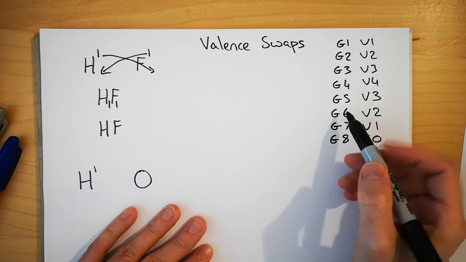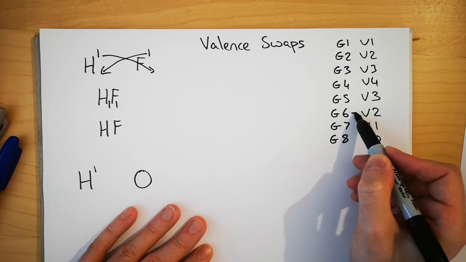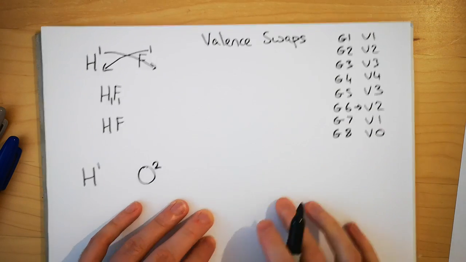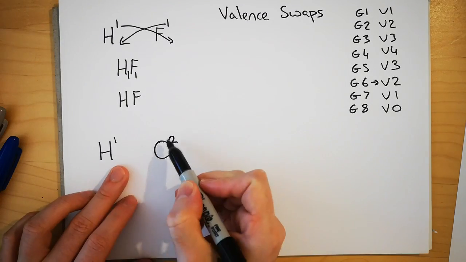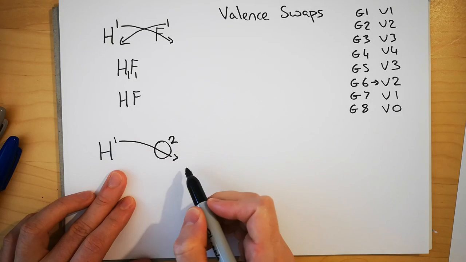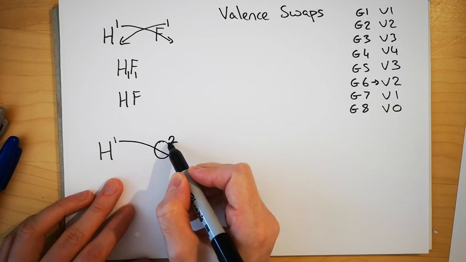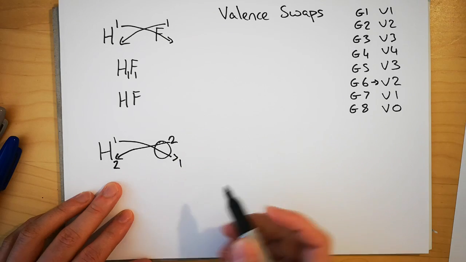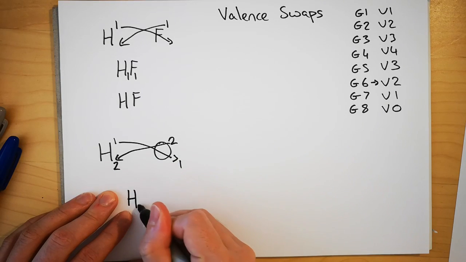Now, oxygen is in group 6, and you can see that in your periodic table, and that means the valency is 2. Now, to find out what this molecule looks like, we swap over these numbers. So we drag the 1 down to here, and we drag the 2 down to here. Then we get left with H2O.